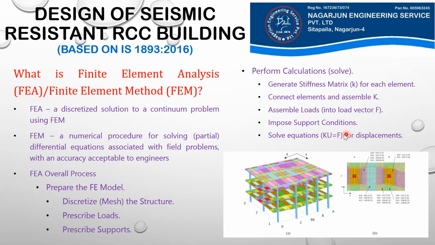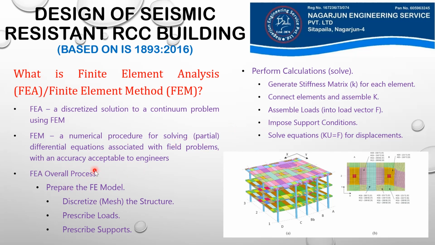We know this equation: force is equal to stiffness into displacement. This stiffness will be the stiffness matrix, the global stiffness matrix of the whole building. F will be the force vector that we apply on the building, and U will be the displacement vector that we will generate by solving this equation. And this calculation part is only solved by the software itself. So this is the general or overall FEA process.